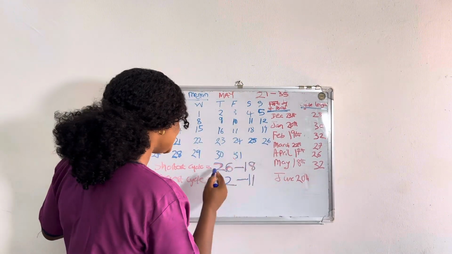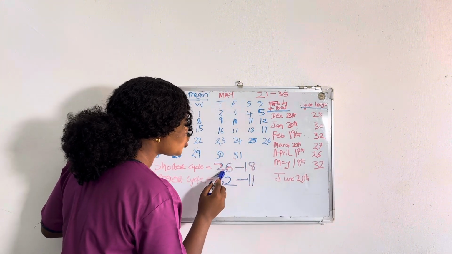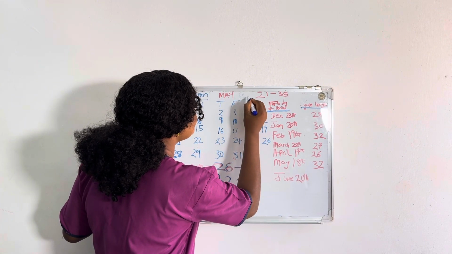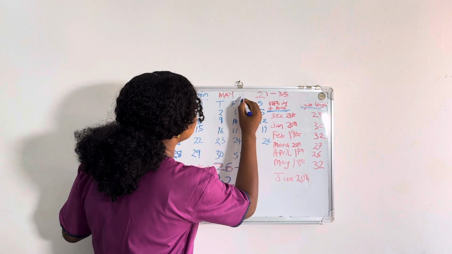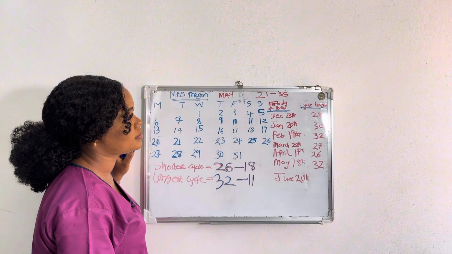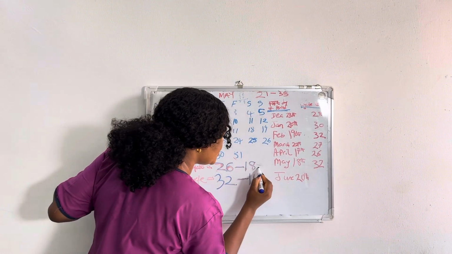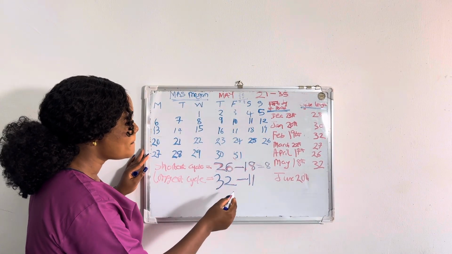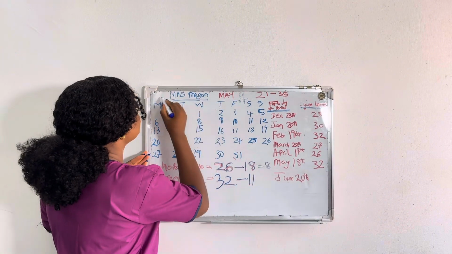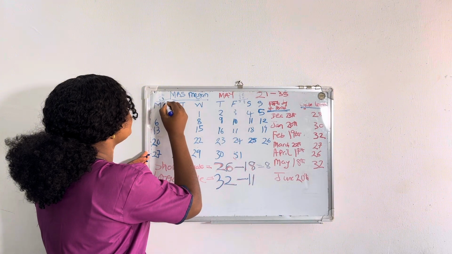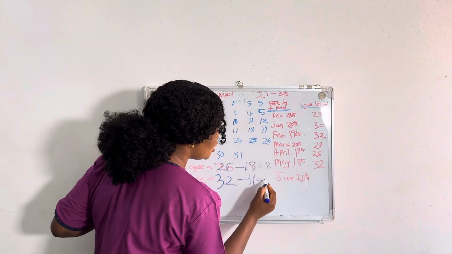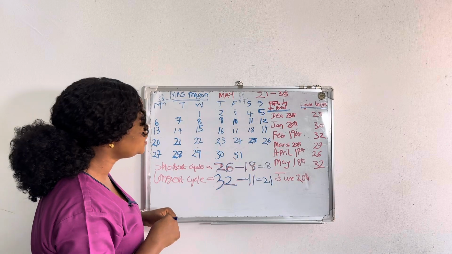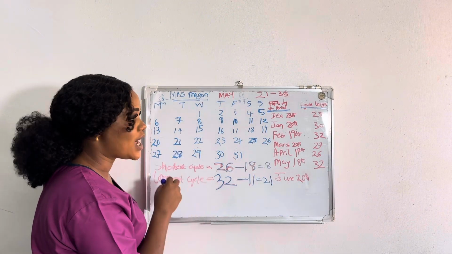So now, Mrs. Megan's shortest cycle is 26 days. So subtracting 26 from 18 is going to give us 8 days. So we're putting 8 here. And if we subtract our longest cycle, 32 minus 11, what are we having? 32 minus 11. We're having 21 days. So now, for these 21 days and 8 days, we are going to calculate it.